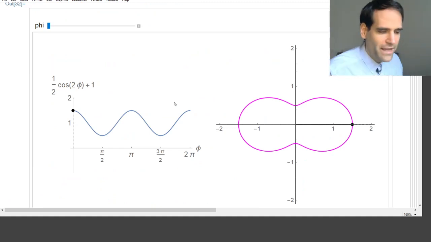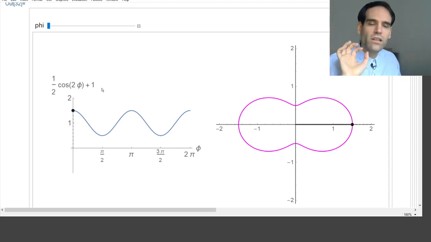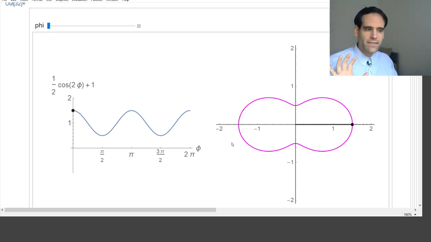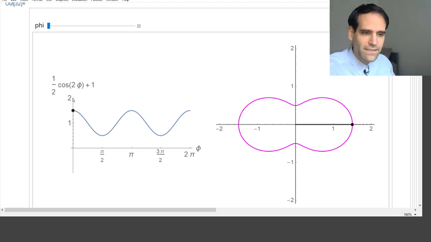So I have divided the screen into two parts. The actual curve in xy space is on the right, is this curve here, which looks like a peanut, yeah? So this is the curve that 1/2 cosine 2 phi plus 1 describes. But on the left-hand side, instead of the x and y axis, I have the phi and rho axis, okay?